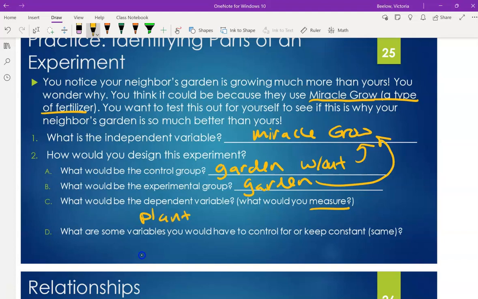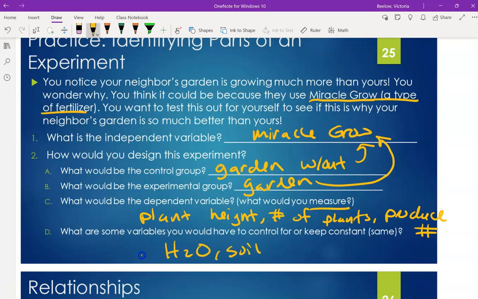Dependent variables, things you measure, that can be a lot of things. It can be the plant height. It can be the number of plants. Or it can be the produce amount. Okay, there's so many things that you can measure with that. And control variables, probably water would need to be kept the same, soil, how much sun they're getting, etc.